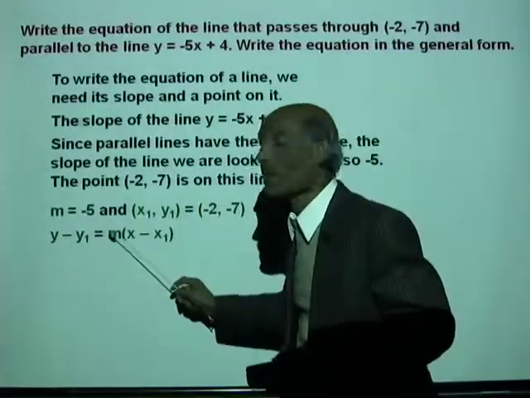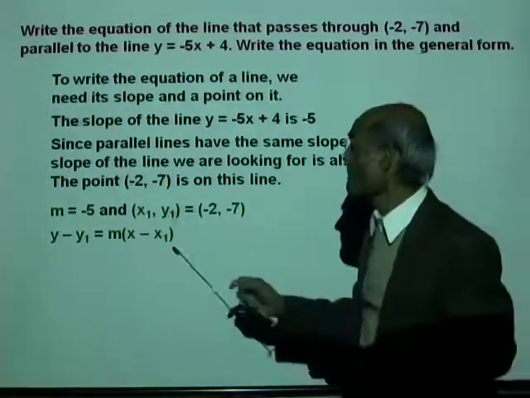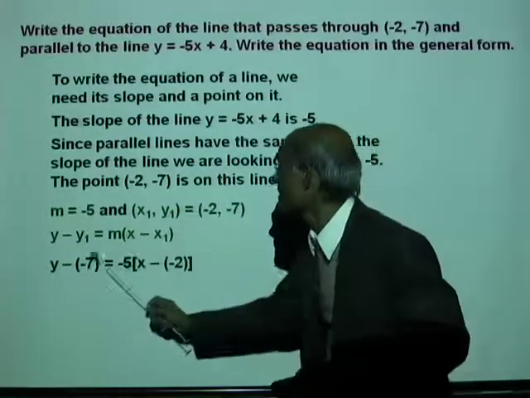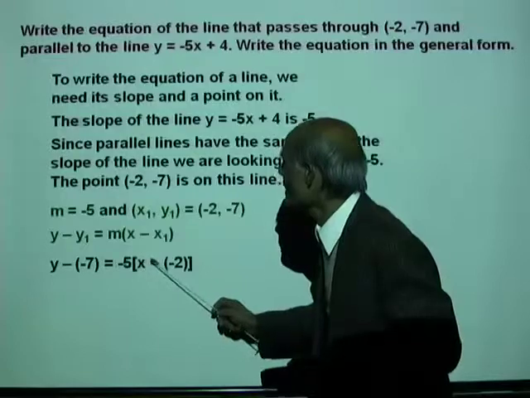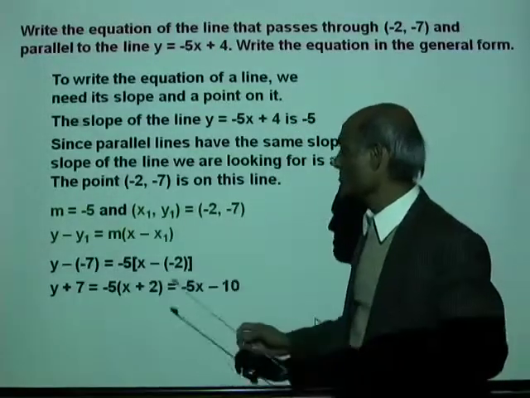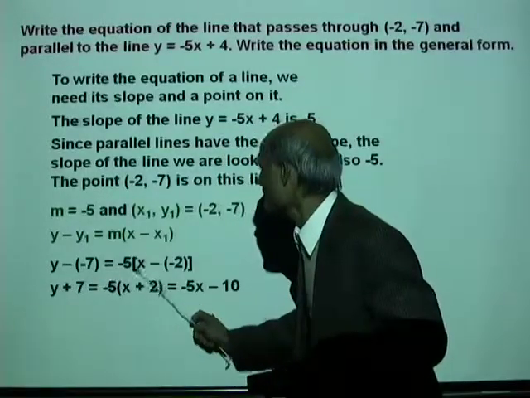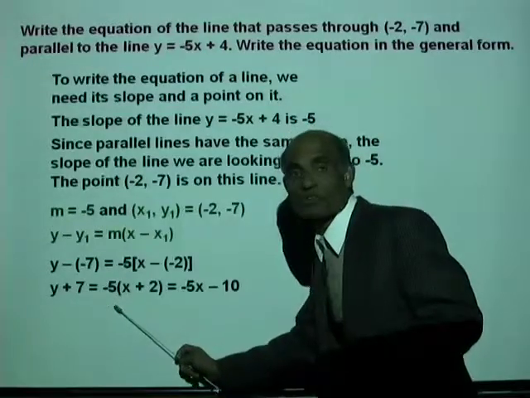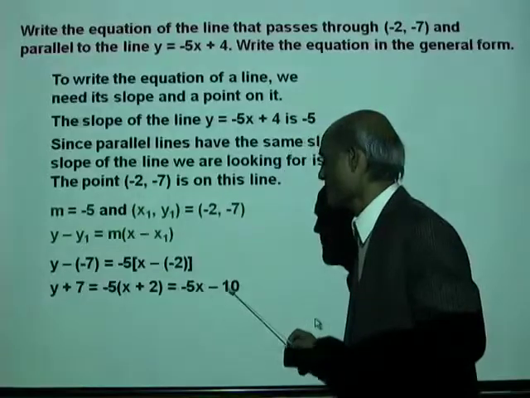What is the equation of the line in the point-slope form? y minus y1 equals m times (x minus x1). y1 is -7, so y minus -7 is the slope times (x minus x1). And simplify that: y plus 7 is -5 times (x plus 2). And distribute, that will be -5x minus 10.